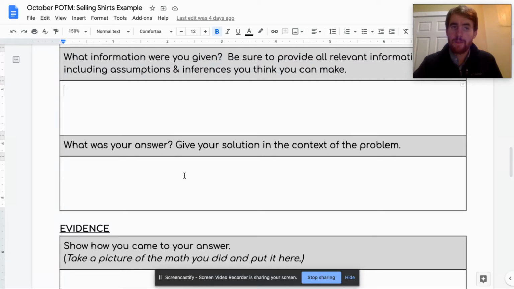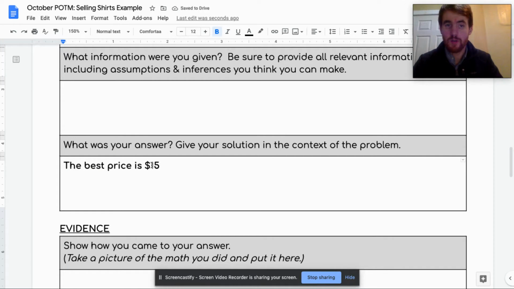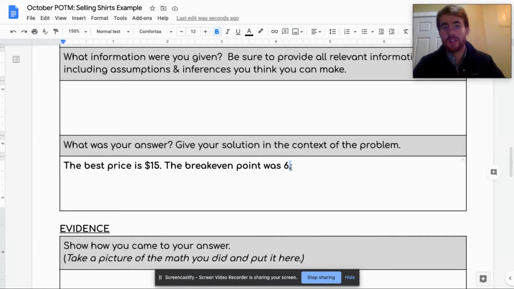And finally, in the last box, you need to say, what was your answer? So if you decided that the best price is $15, it was up to you, and you found the break-even point was 6, then you'd write that. By the way, this is not the correct break-even point, but that's just an example. Important that you should also always use units. So when you say 6 was the break-even point, 6 what? Think about, what does that number 6 actually represent in the problem?